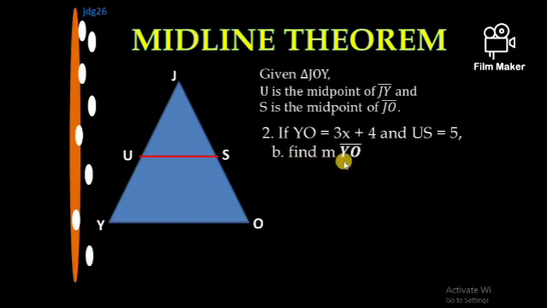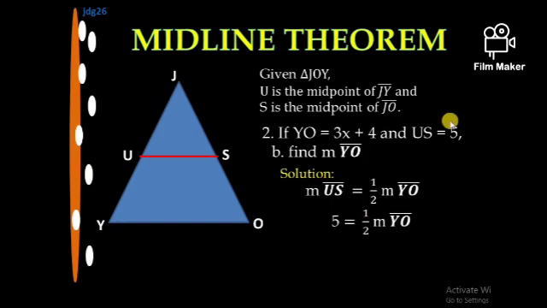Letter B. Find the measure of segment YO. Here's the solution. Gamitin natin yung concept kanina na ang measure ng midline is equal to 1/2 the measure of segment YO or the third side. Then, substitute lang natin ang value ng US, which is 5, equals 1/2 times the measure of segment YO. Cross-multiply lang natin ang 2 and 5. So we have 10 equals the measure of segment YO. And that is the final answer.